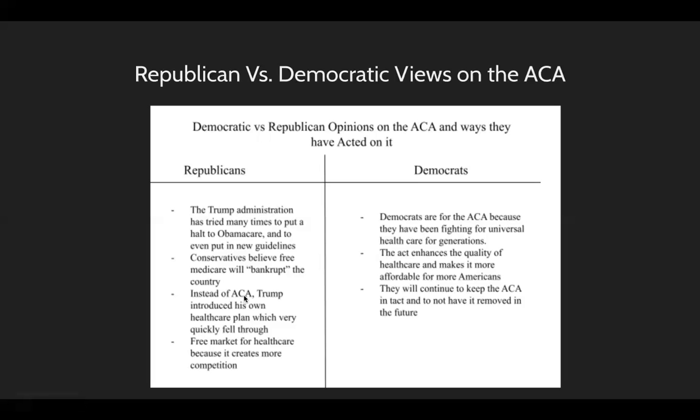Instead of the Affordable Care Act, Donald Trump introduced his own healthcare plan, which very quickly fell through. Trump's attempt to get rid of the Affordable Care Act failed because the bill would have taken away medical insurance from millions of Americans and left more than $3 trillion in the U.S. healthcare system in disarray. And he was not able to come up with a plan that satisfied both the right and the left because he wanted to make too many big tax cuts.